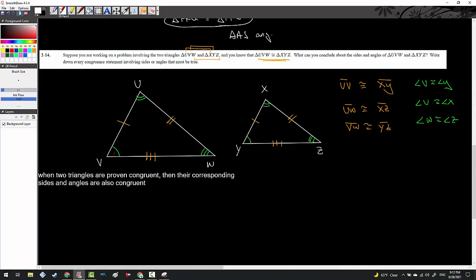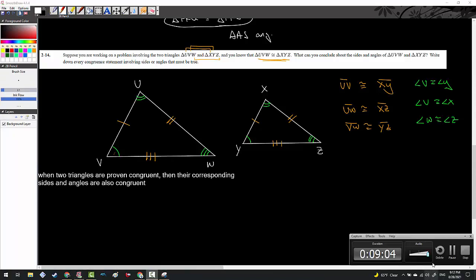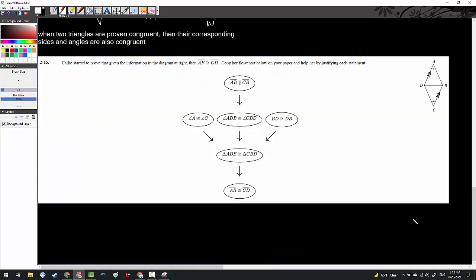Okay, awesome. So why don't we go ahead and move on to the next problem. Feel free to pause if you need to. And the last problem in this unit is saying that Callie started to prove that, given the information in the diagram at the right, AB is congruent to CD. Copy her flowchart below on your paper and help her by justifying each statement.